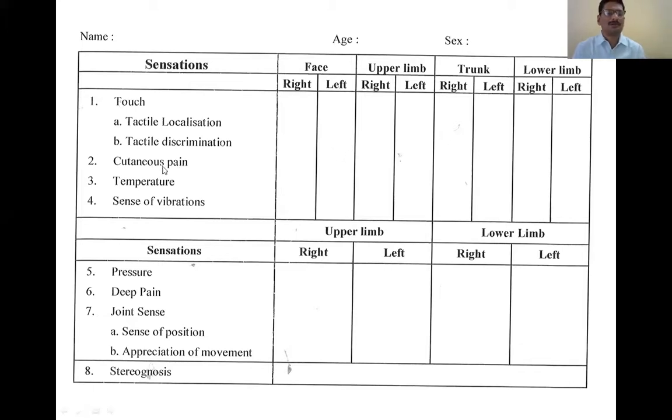Then comes the cutaneous pain, otherwise called superficial pain. Here you use a normal domestic pin, wherein at different points or different dermatomes, you try to elicit the pain sensation. And whenever the subject perceives the particular sensation, you write perceived, perceived on all the columns.